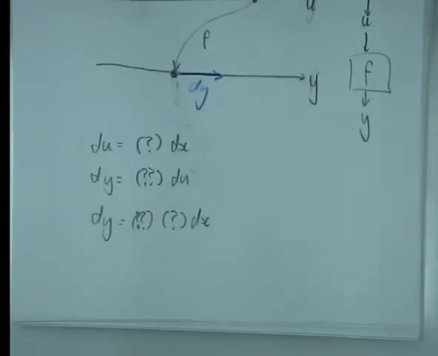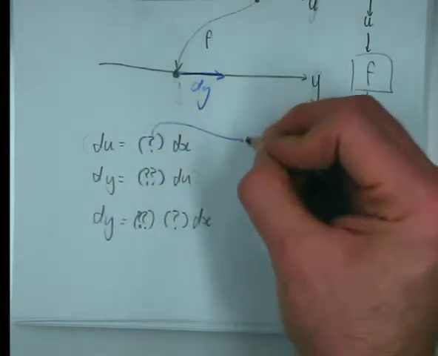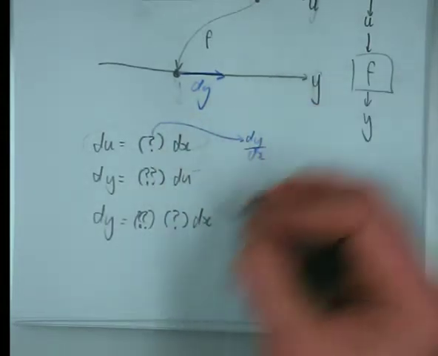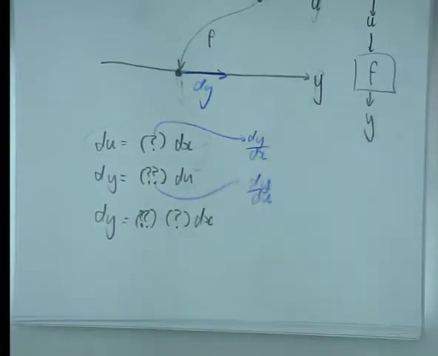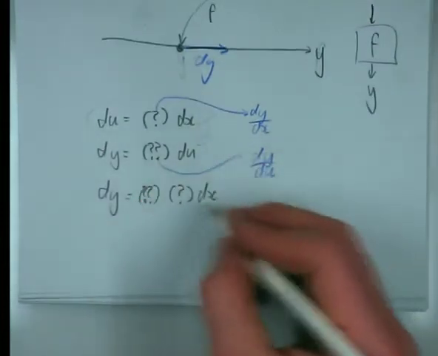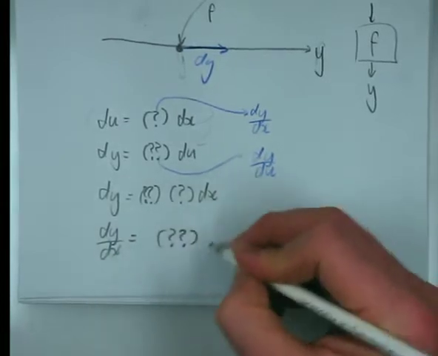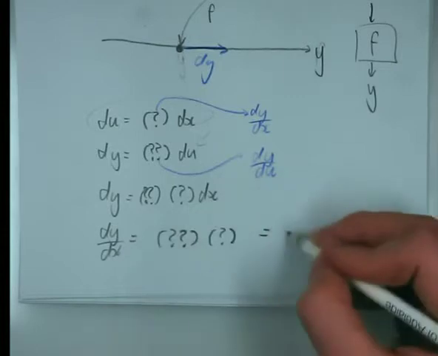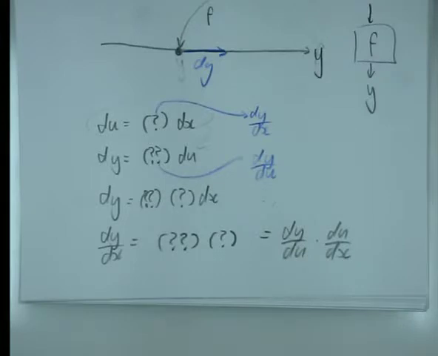That's my picture. This is all just pictures, it's not really a proof. But the name for that question mark is dy on dx, and the name for this double question mark is dy on du. And so what I've got is, when I divide by dx here, dy on dx is that times that, and this one was dy on du, and this one was du on dx. That's the idea behind the chain rule.